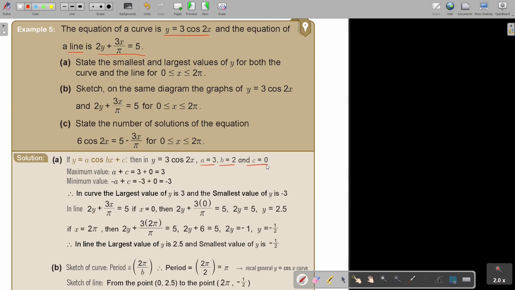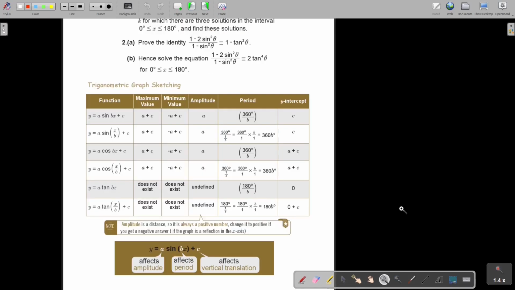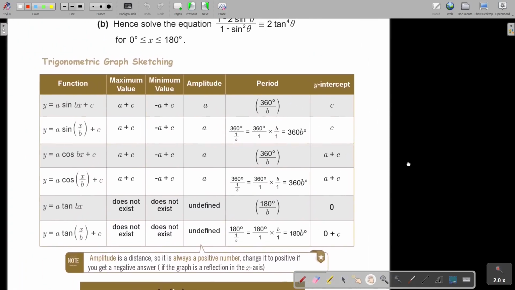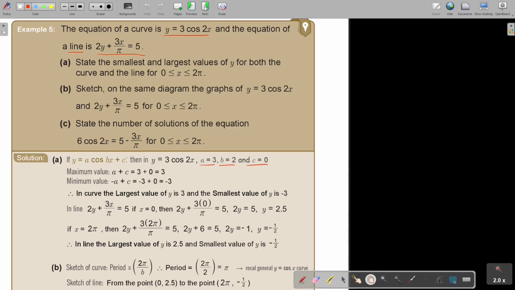So to find that maximum value, and we can go back, can you remember how we said? To find the maximum value, it's going to be a plus c. So it's just 3. The minimum value is negative a plus c. So it's negative 3 plus the c. The c is 0 in this case because there is nothing standing there. It's plus 0 basically. Okay, so in the curve, the largest value of y is 3 and the smallest value of y is negative 3.